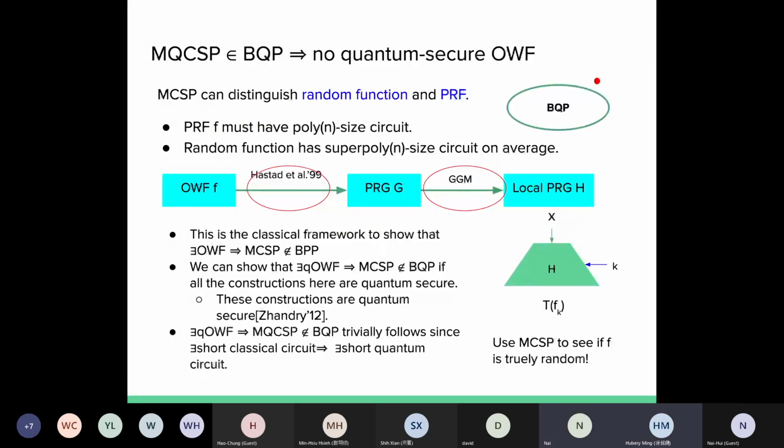Okay, so is the K the same as the T you defined before? You mean the K here? Yeah. Sorry, no. This K is the key of the pseudo-random generator. Okay. Yeah, and so it's a random key.